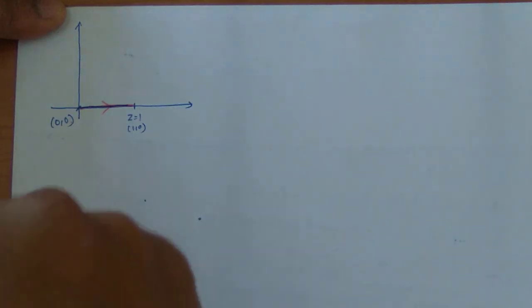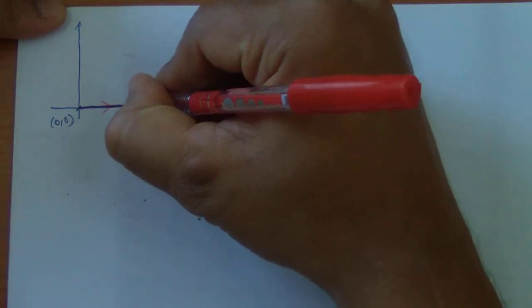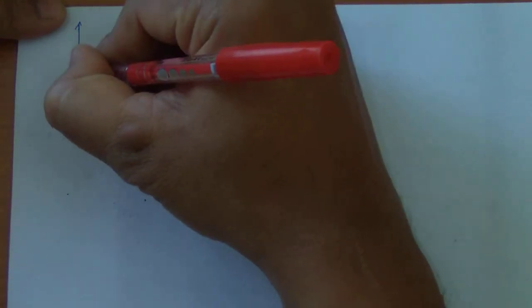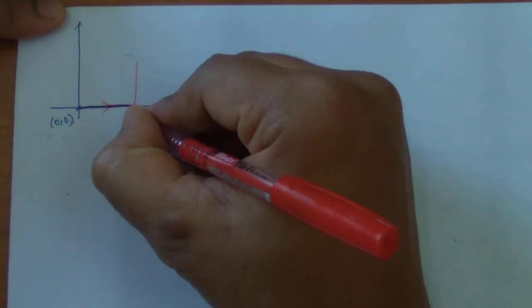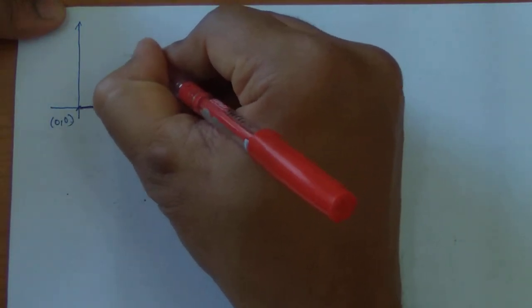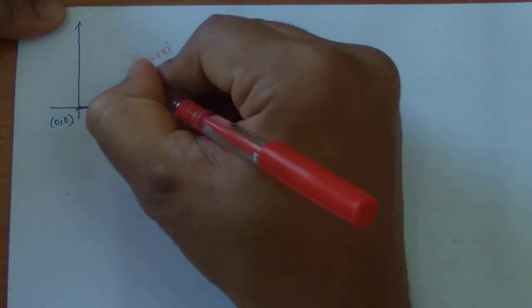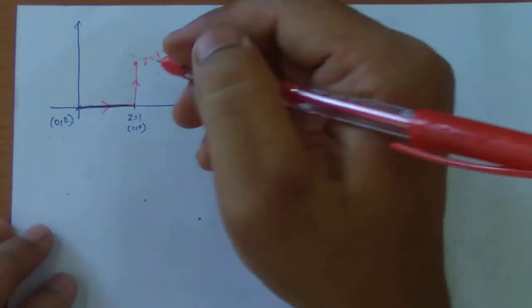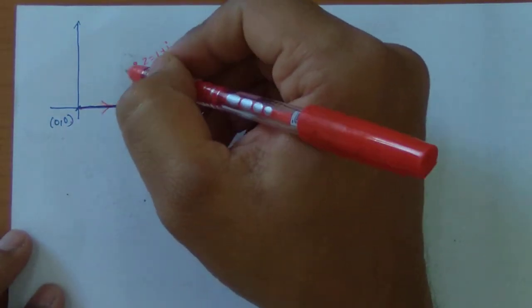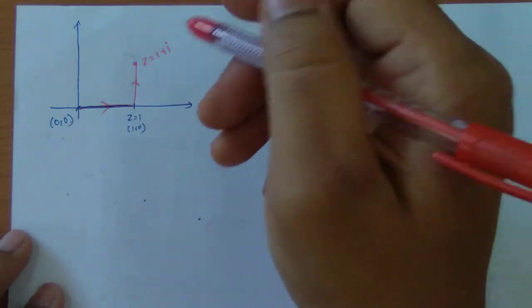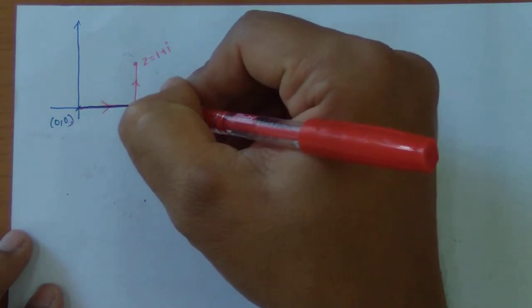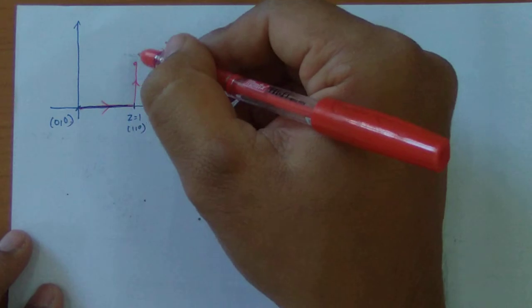Then we are going in the vertical direction, that is a line parallel to the imaginary axis, from z equal to 1 to the point z equal to 1 plus i. So you can see your path is passing through two different lines: one is the real axis and another one is this straight line.